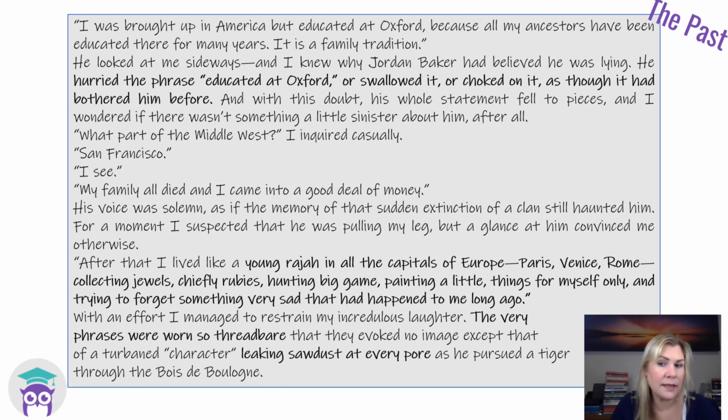So let's take a little look at the way that Gatsby describes his past to Nick. So this is when they're driving in the car into New York. He says, "I was brought up in America but educated at Oxford," so as in Oxford University, England, "because all my ancestors," so note the focus on heritage and past, "have been educated there for many years."